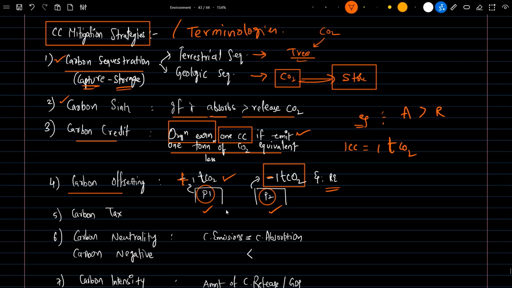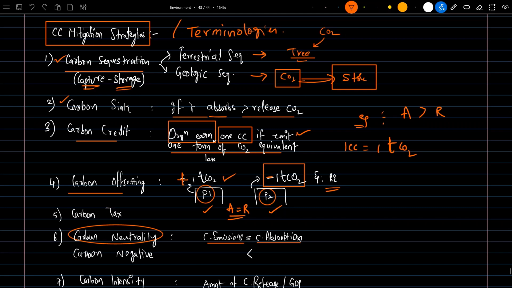So here, absorption is balanced with the releasing of CO2. The same thing applies to carbon neutrality. What does carbon neutrality mean? The total amount of carbon emissions is equal to the total amount of carbon that is absorbed. Then it is called carbon neutrality. What is carbon negative? Whenever the emissions are less than the absorption, then it's called carbon negative.